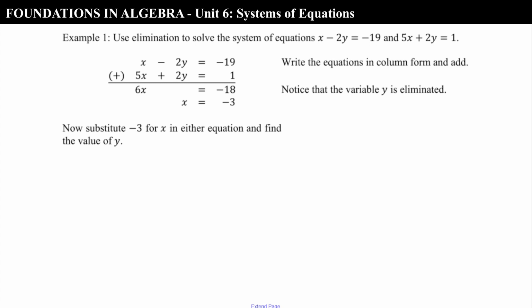Now we're going to substitute negative 3 in for x in either equation to find the value of y. So let's do that in the first equation. We plug negative 3 in place of x, add 3 to each side, so negative 19 plus 3 gives us negative 16. And then divide each side by negative 2, which gives us y equals 8. So our solution is negative 3, 8, since our x term is negative 3, and our y is 8.